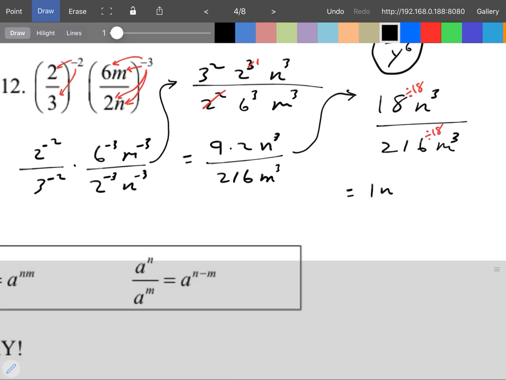So if I do that, I finally get my answer here. 18 divided by 18, that's 1. And then I'd have an n to the third in the numerator. And in the denominator, 216 divided by 18, that is 12. So I would have a 12 m to the third. Now, I don't need that 1 in front of that n cubed. So I'm just going to write n to the third over 12 m to the third. And that is my final answer of my final example before winter break.